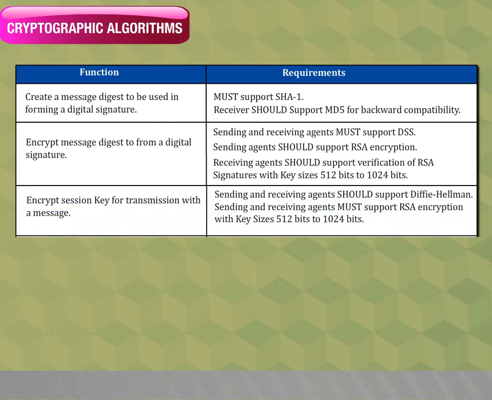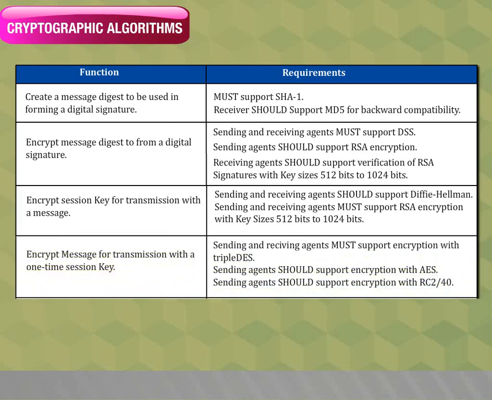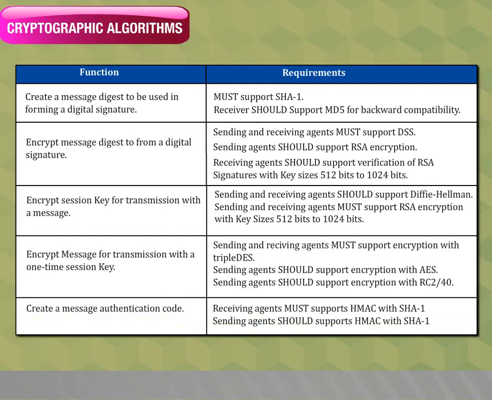Encrypt session key for transmission with a message. Sending and receiving agents should support Diffie-Hellman. Sending and receiving agents must support RSA encryption with key sizes 512 bits to 1024 bits. Encrypt message for transmission with a one-time session key. Sending and receiving agents must support encryption with DDES. Sending agents should support encryption with AES. Sending agents should support encryption with RC2-40. Create a message authentication code. Receiving agents must support HMAC with SHA-1. Sending agents should support HMAC with SHA-1.